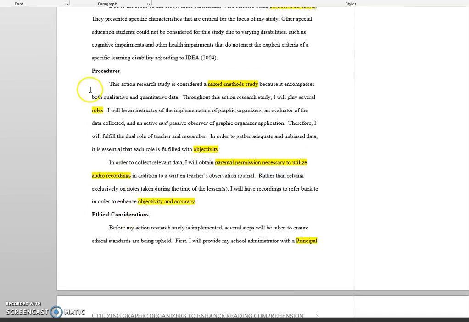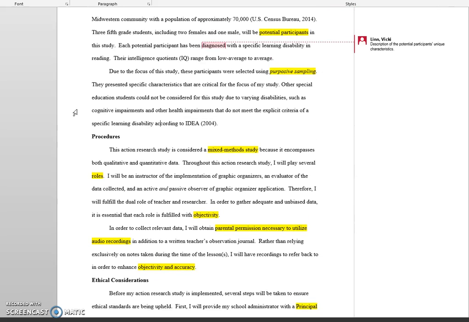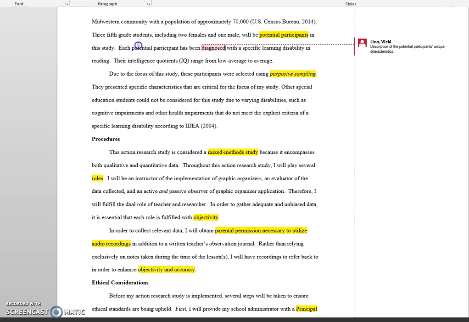The other thing that I would add is one of the key things you want to use in terms of terminology throughout your methods section is the terminology potential participants, because you don't know yet for sure exactly who will be participating. So you include potential participants as a phrase, not referring to them as students, but as potential participants.